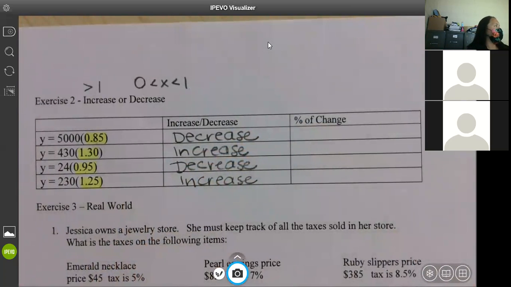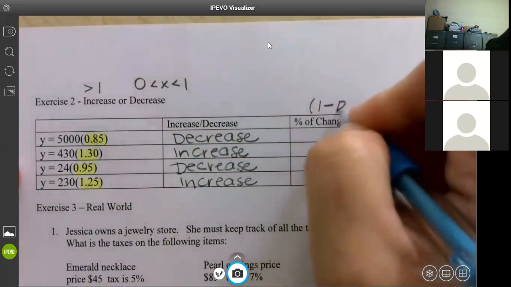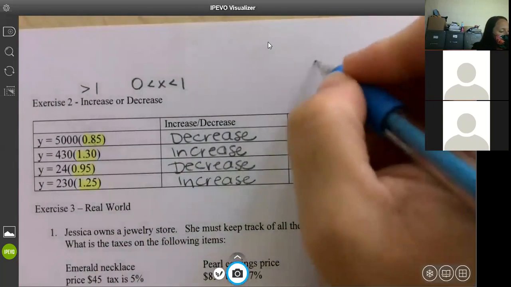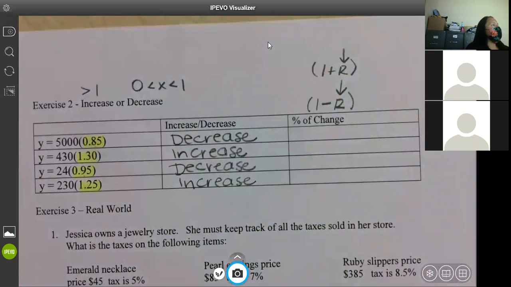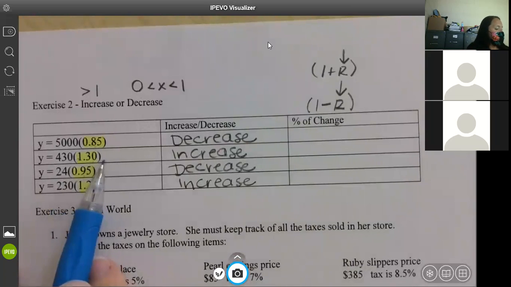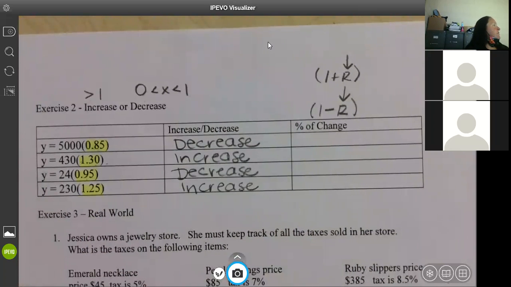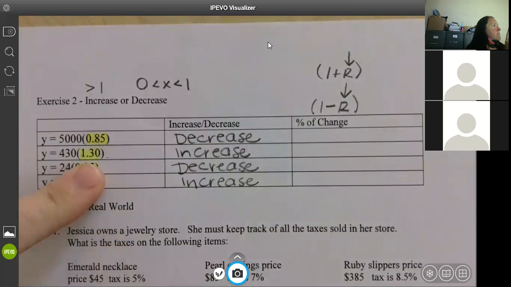So then be careful on your percent of change. Your percent of change is that number right there. So 1 minus R or the 1 plus R. So the easy one is the 1 plus R. Anything above 1, so like the second one, 1.30. Your percent of change is how much it is over 1. So what you're trying to find is the difference from 1. Okay, so look at 1.30. How far is it from 1 on a number line? 0.30.